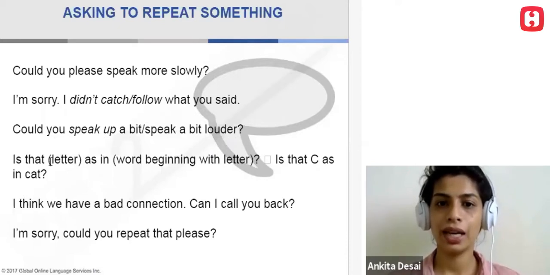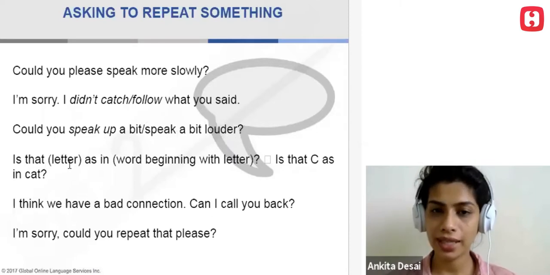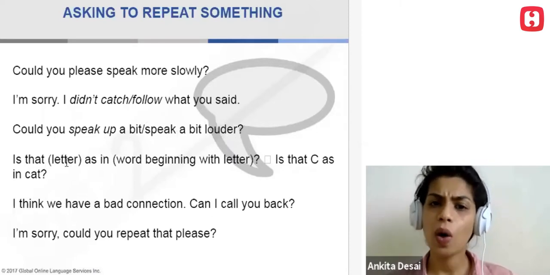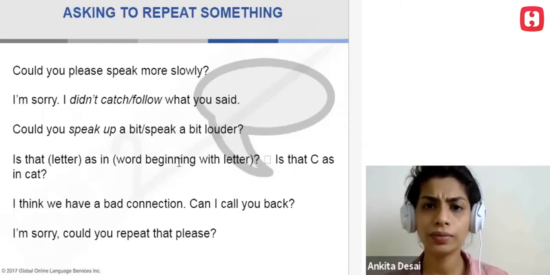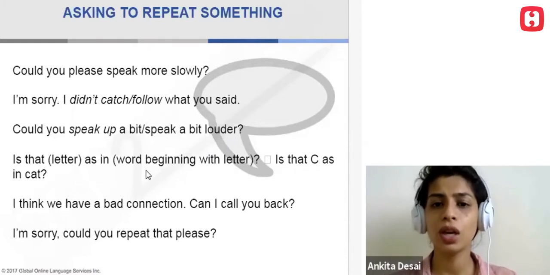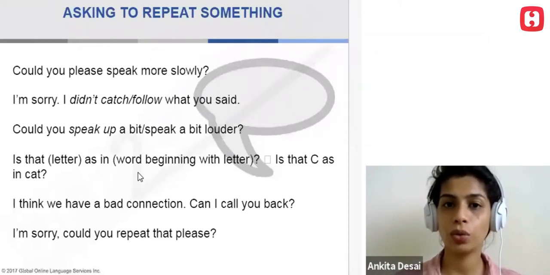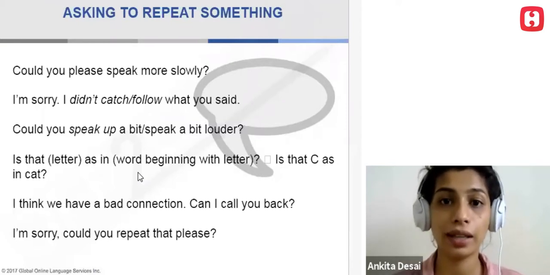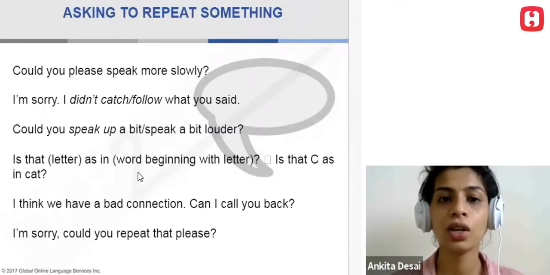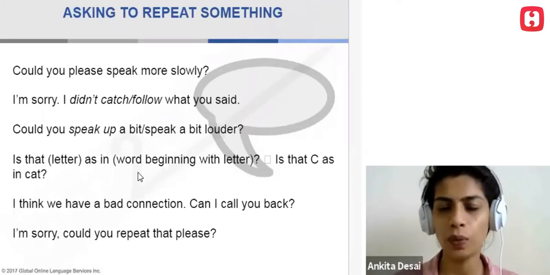Next, is that letter? So, is that Y as in yellow? Is that C as in cat? You use this if you want to confirm that the letter you heard is what they said, right? So, is that C as in cat? Is that Y as in yellow?